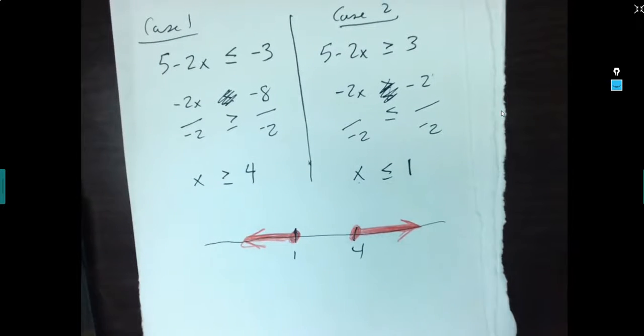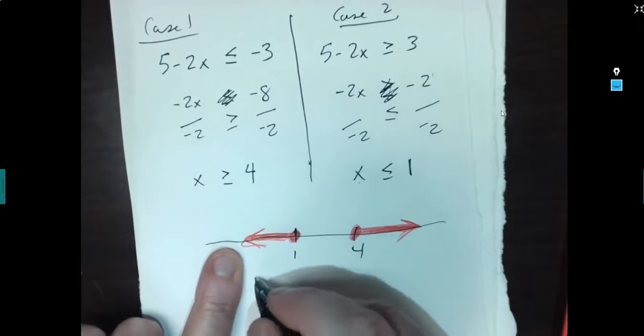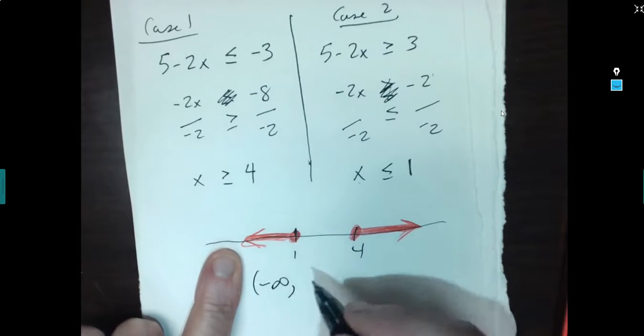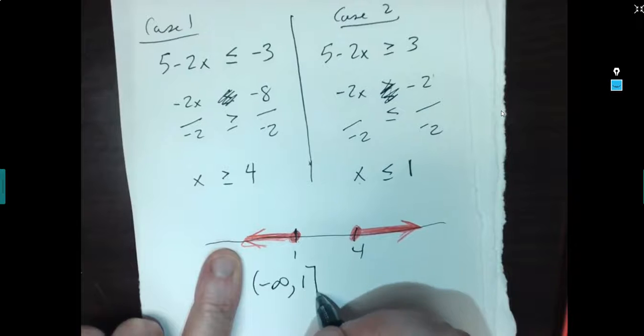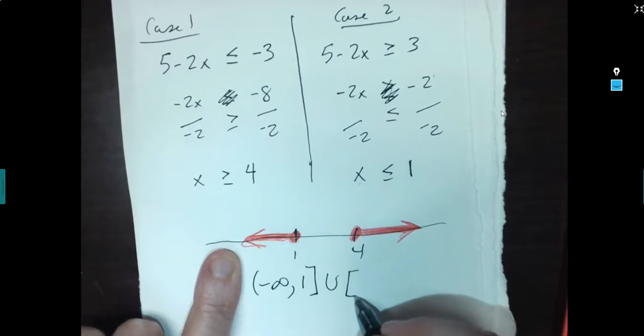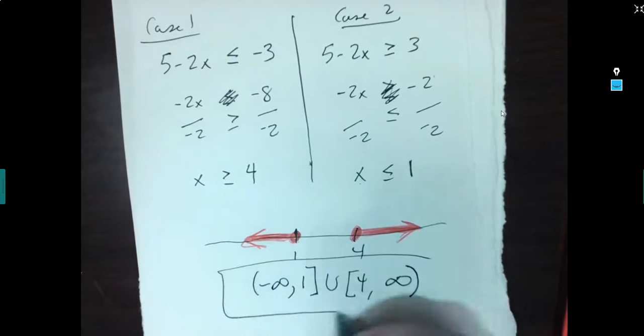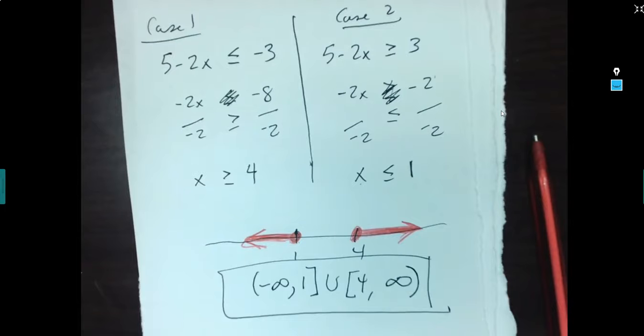And so now, from what I've drawn here, if I go from left to right, I don't have a left limit, and I come up to and I include 1, then there's a gap. I pick it up again and include 4, and then we keep going forever. Okay, so this would be the answer in interval form.